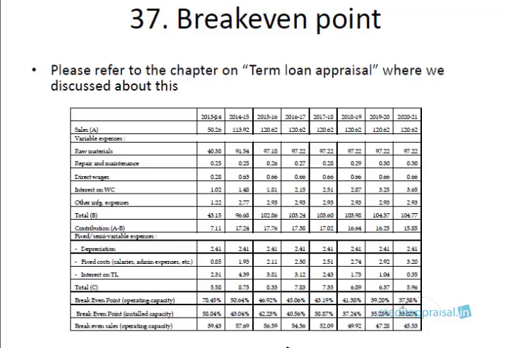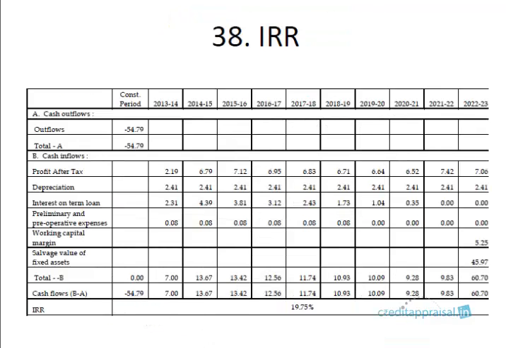The break-even sales, the operating capacity is around this. The assumed operating capacity, if you recall, capacity utilization is around 75% something. So it is greater than the break-even operating capacity. So this seems to be okay. Then you can also calculate IRR.